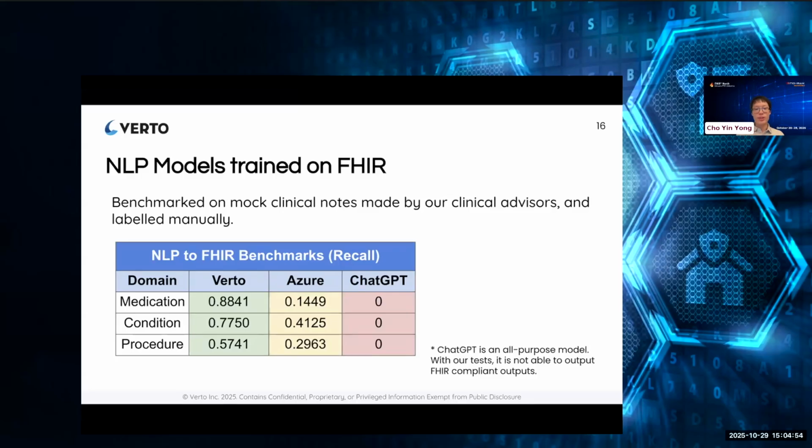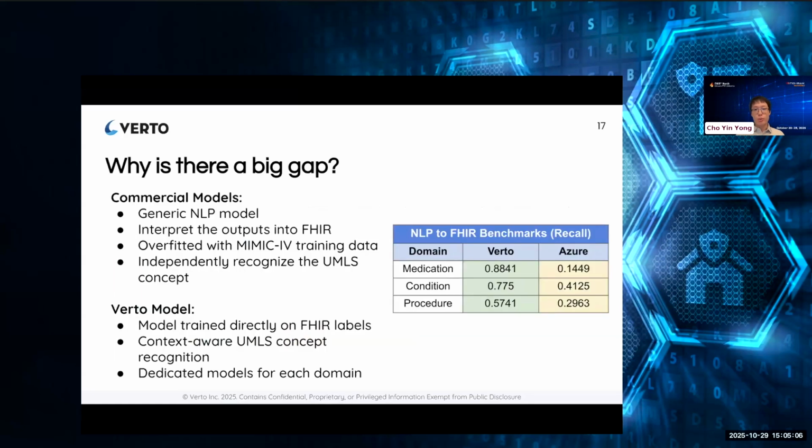Now you might wonder, wow, Azure Text Analytics, how can Verto, a small startup, beat a commercial NLP solution? Most people think that we've cherry-picked the result, but I have a great explanation on why Azure did not perform well in our real-world benchmarking. First of all, Azure is a generic NLP model. It was not built and not trained originally for healthcare. And so it needs to build a layer on top of the NLP to actually interpret the raw NLP outputs into the respective FHIR fields.